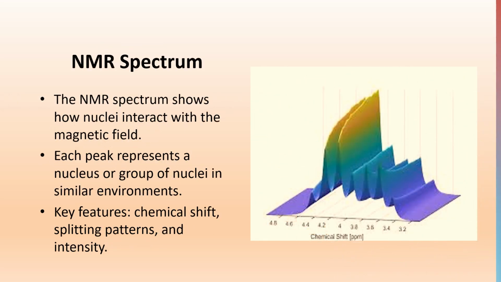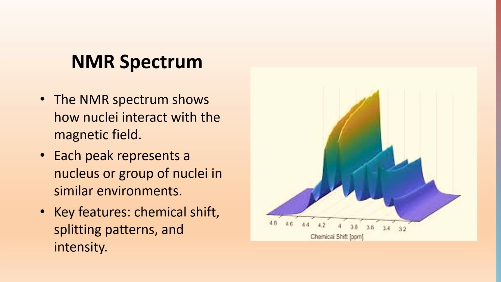When we perform an NMR experiment, the information we gather is shown in a graph called a spectrum. In this spectrum, we see different peaks. Each peak represents a group of nuclei in similar environments within the molecule. The position of each peak tells us about the type of atoms and their surroundings in the molecule. By carefully analyzing these peaks, we can learn important details like the molecule's structure, how the atoms are connected, and even how many atoms are near each other.